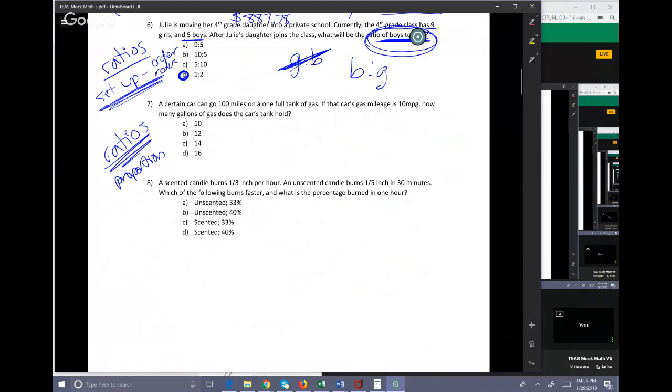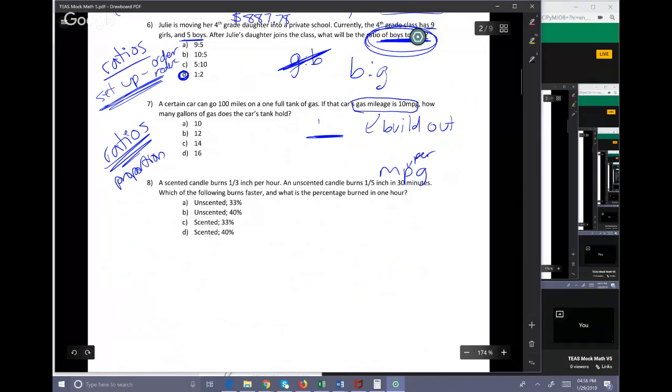The hard part about 7 is they say the gas mileage is 10 miles per gallon. Some of you, as you come out of classes, still struggle to build this out. And I'm going to make a note. You've got to build that out. The word per is already in miles per gallon, and the per represents the line in a ratio. So 10 miles per gallon is the same thing as saying 10 miles to 1 gallon.